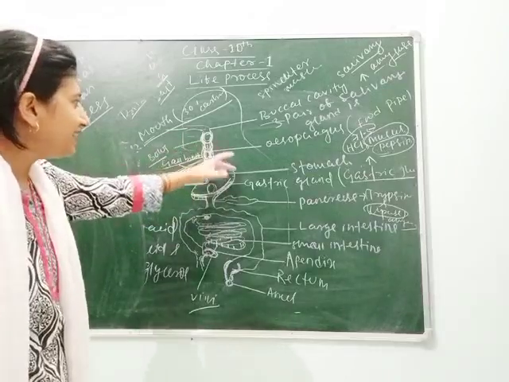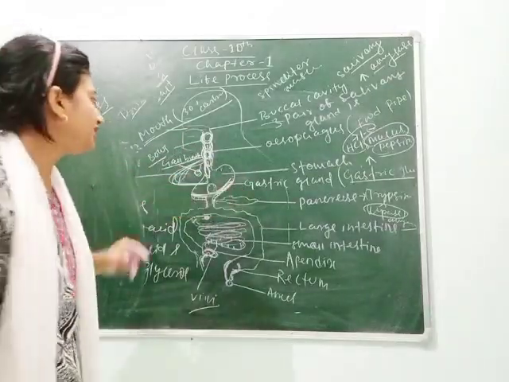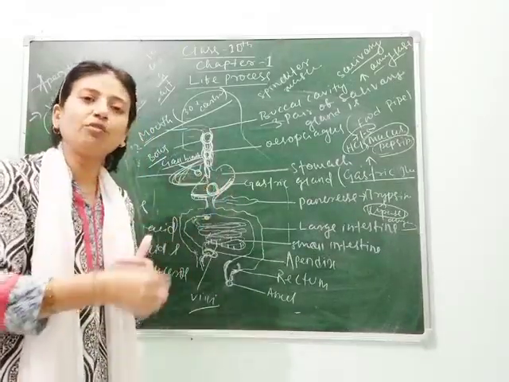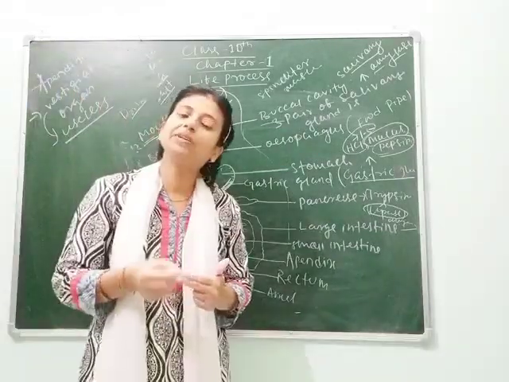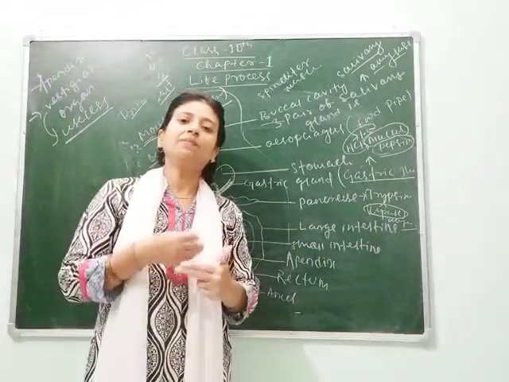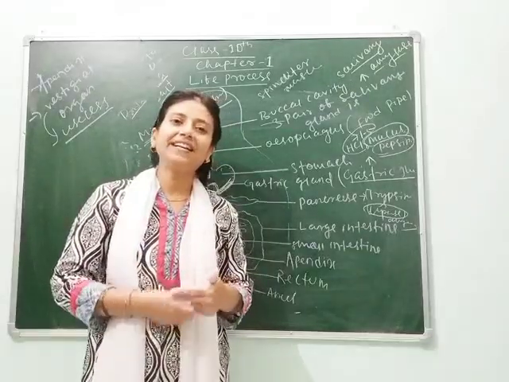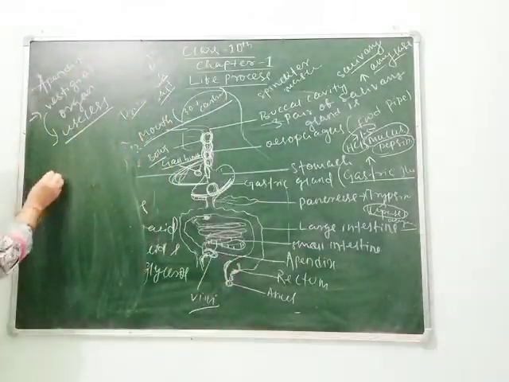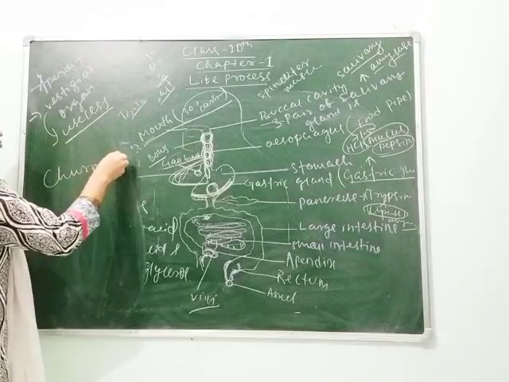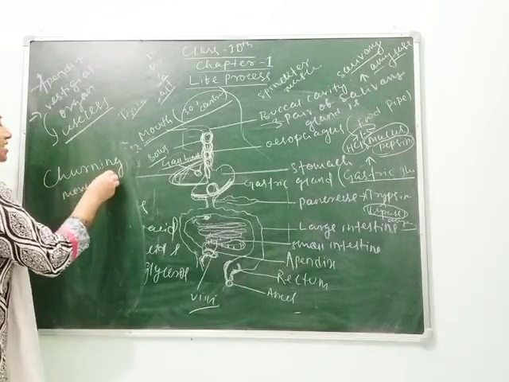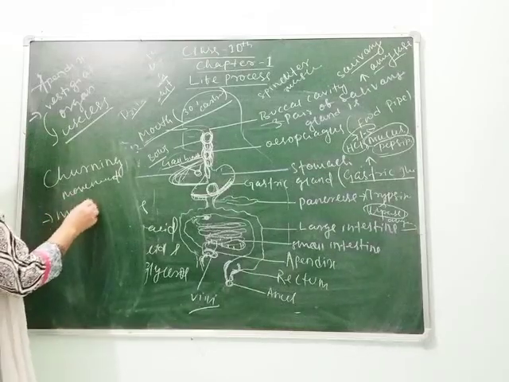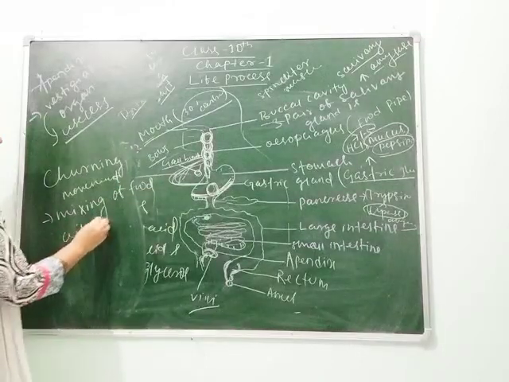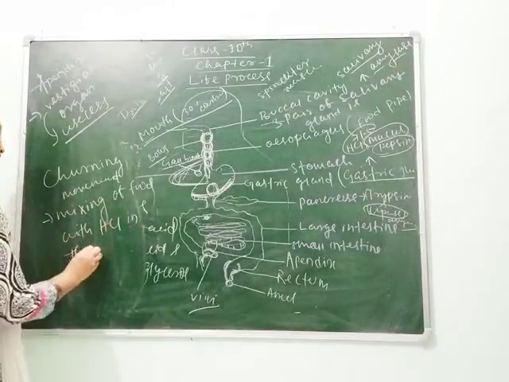So students, these are the different parts of the digestive system and their functions. Here you remember, while the food particles mix with the hydrochloric acid in the stomach, this is not in your syllabus but still you can remember this. While the food particles mix with the acid or HCl in the stomach, the movement is called churning movement. Churning movement means mixing of food with HCl in the stomach.